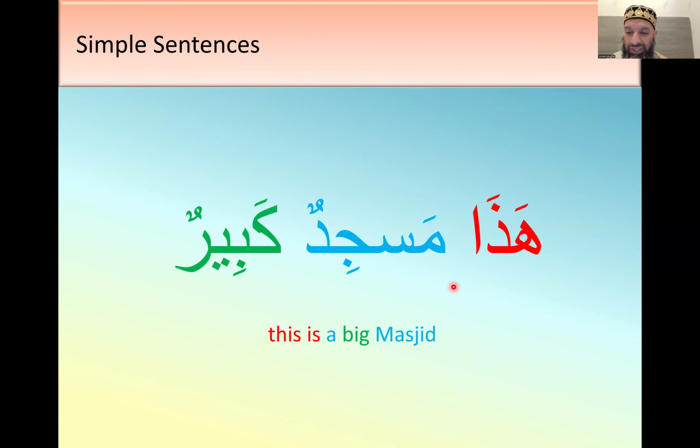Are there any other languages where this happens? It doesn't happen in English. In English, you say the description and then you say the noun. The fast car.